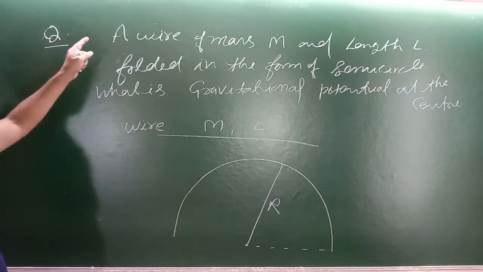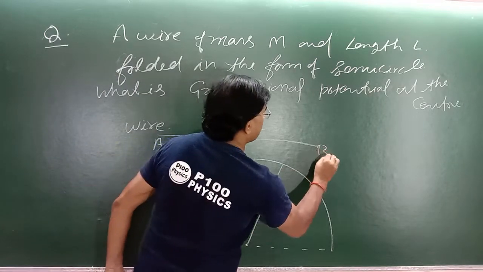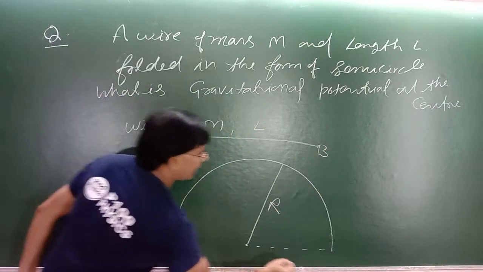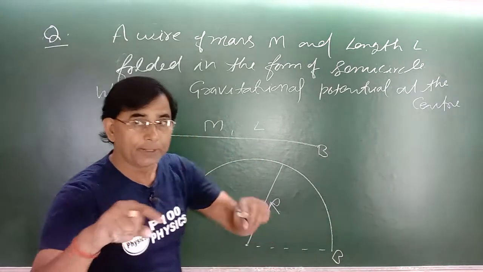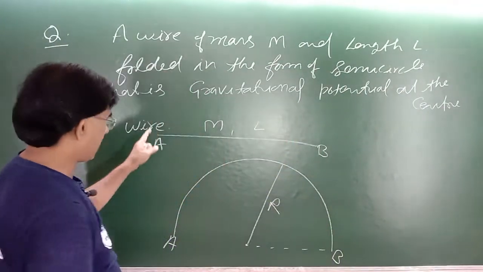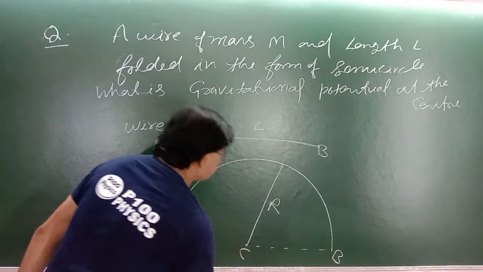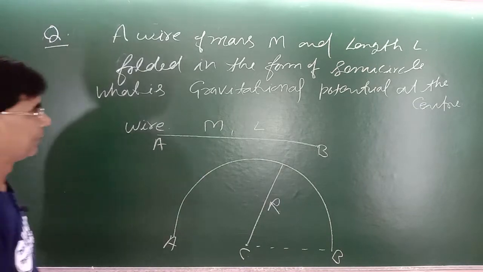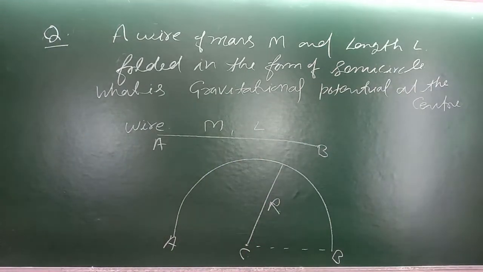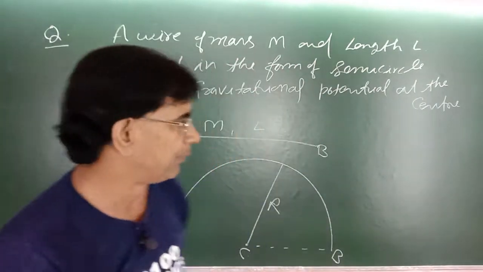This is a wire A, B, folded in the form of a semicircle. You have to determine the value of the gravitational potential at this point, at the center of the semicircle. Try to do this question.